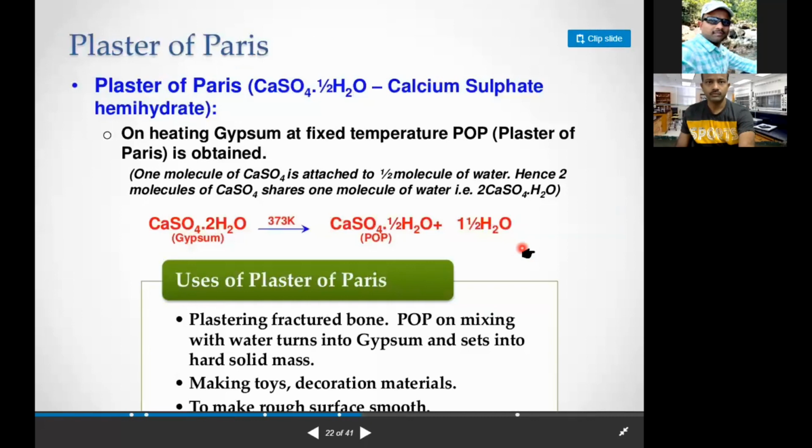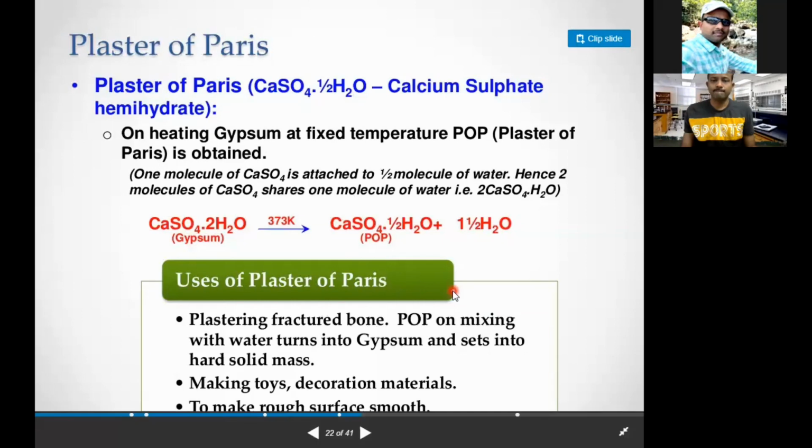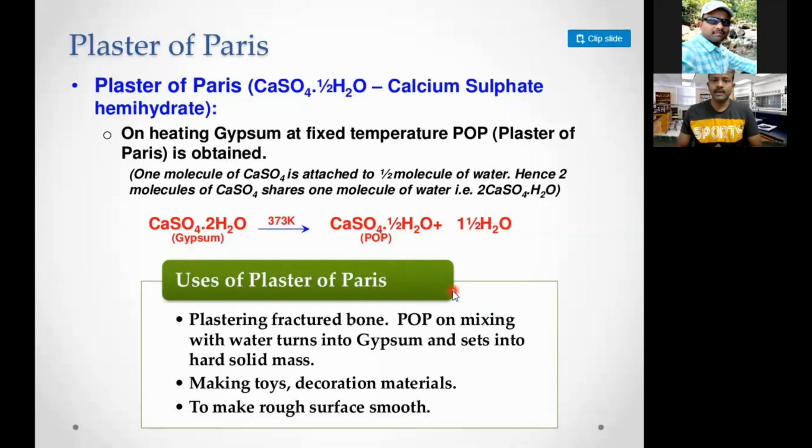Okay. Now plaster of Paris. It's a hard substance used to make statues, to make Vinayakas, Ganesh Vigraha. We are using this plaster of Paris. What is the formula of the plaster of Paris? Calcium sulfate hemihydrate, CaSO4·½H2O, we call it plaster of Paris. How are you getting this plaster of Paris?